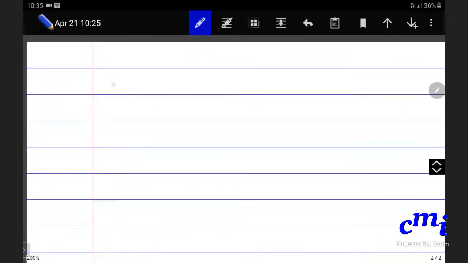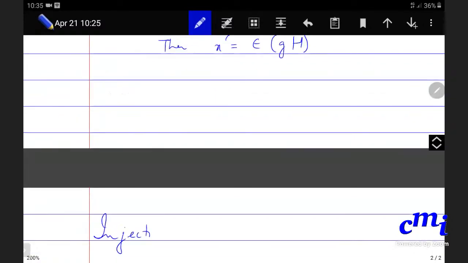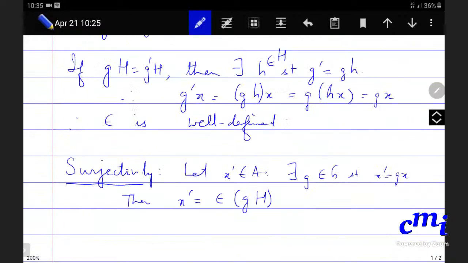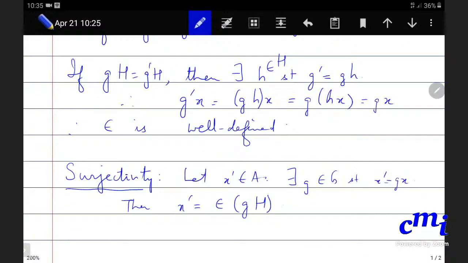Injectivity is similar to the calculation for well-definedness. Sir, could you just scroll up a bit? Which part do you want to see? This surjectivity part. Oh, okay, sir. Thank you. A is the orbit of x, so therefore this is there.